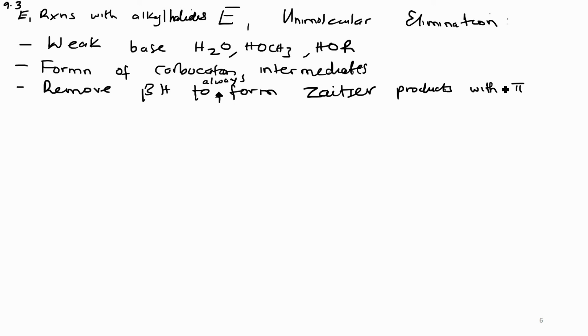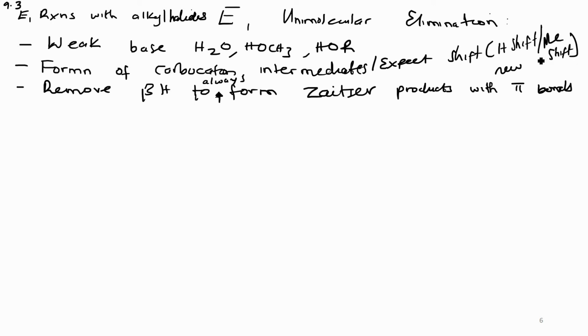Okay. With new pi bonds, so we are making pi bonds because it's elimination. So here where we are forming carbocation intermediates, you need to expect shifts. Shifts could be hydrogen shift, methyl shift. Each time you're making carbocation intermediates, expect shifts. So now let's do examples. Let's just quickly dive into examples.